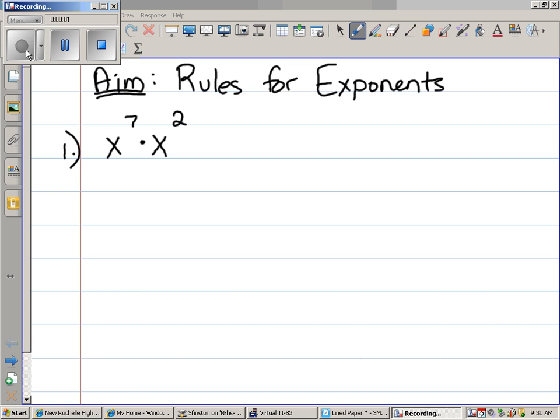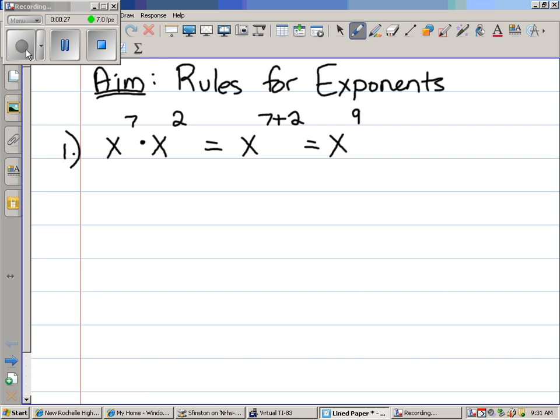Guys, say we're talking about rules for exponents. What happens when you multiply two like bases? What do you do to the powers? Anna? Yeah, you add them. So over here, x to the 7th times x to the 7th times x squared is just going to be x to the, yeah.